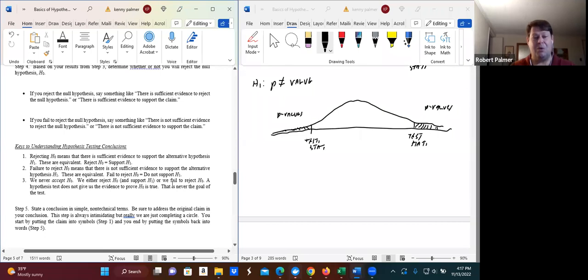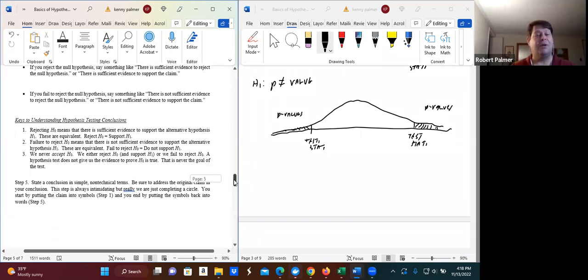We either reject H0 or we fail to reject H0. The hypothesis test does not give us the evidence to prove that H0 is true. This is not the goal of the test. It's basically whether there's enough evidence to support the claim.